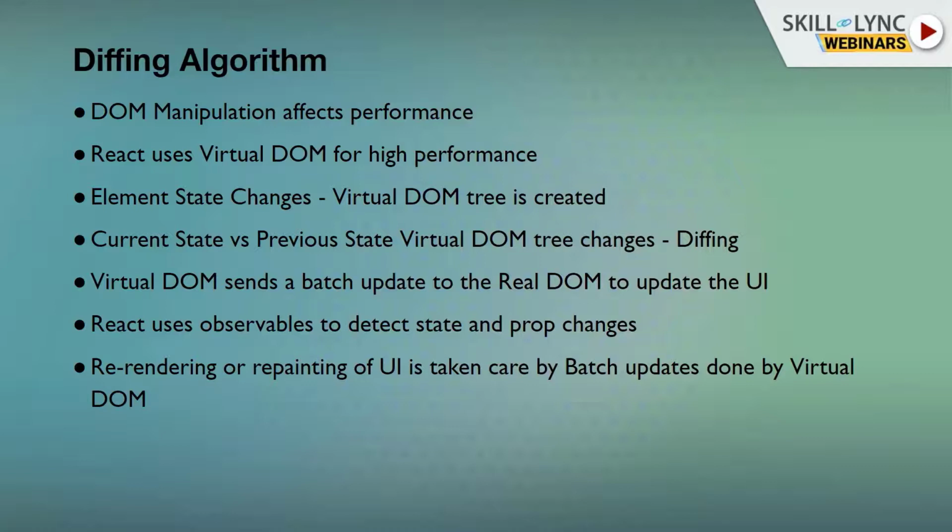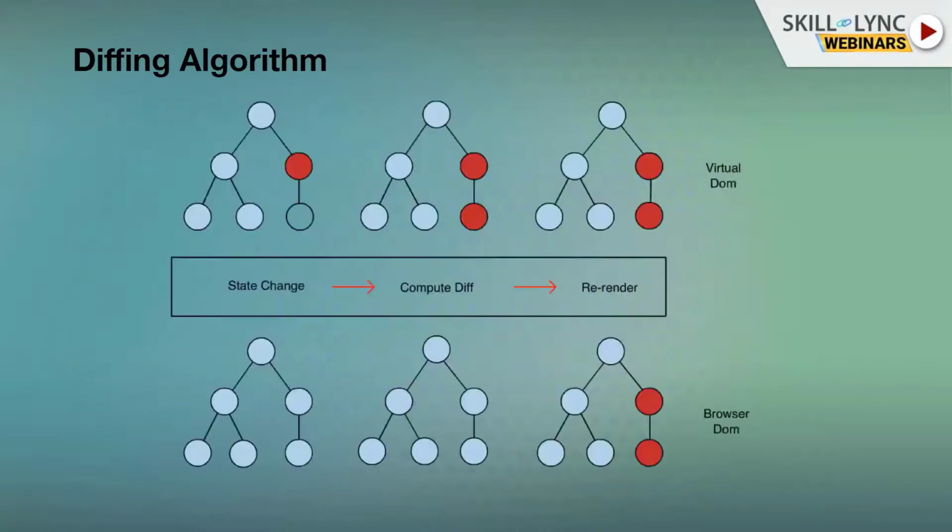So for that process, we call it re-rendering or repainting of the UI, and React provides a very effective manner of doing it. In the next screen, we can see a diagram. If you notice carefully, these two things are the diffing algorithms. So this is how React works. Normally, let us consider the second picture, which we call the browser DOM.